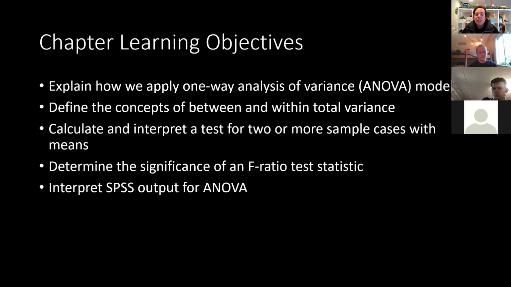You'll be able to calculate and interpret a test for 2 or more sample cases with means. You'll be able to determine the significance of an F ratio test statistic. So this is what we're using for this. And I will show you what the SPSS output looks like. Obviously, we can't practice it because COVID sucks and we're not in class. But it's very easily done also in Excel, so I can show you guys how to do that.